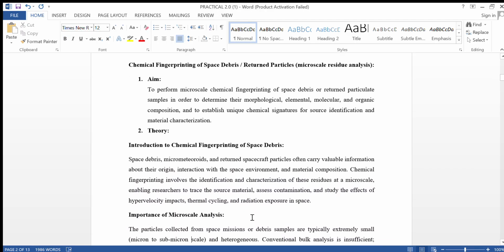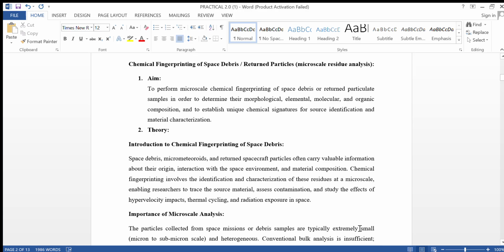Theory. Introduction to chemical fingerprinting of space debris. Space debris, micrometeorites, and returned spacecraft particles often carry valuable information about their origin, interaction with the space environment, and material composition. Chemical fingerprinting involves the identification and characterization of these residues at the microscale, enabling researchers to trace the source material, assess contamination, and study the effects of hypervelocity impacts, thermal cycling, and radiation exposure in space.